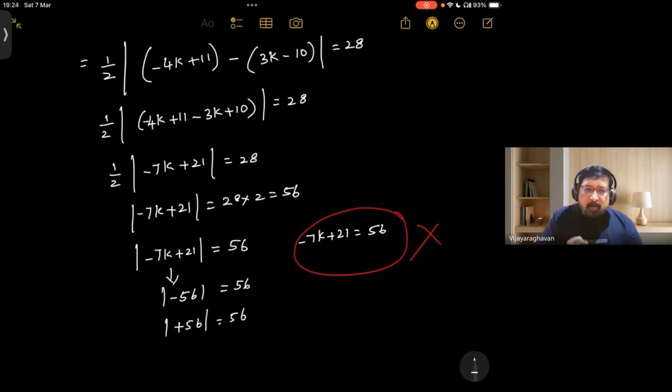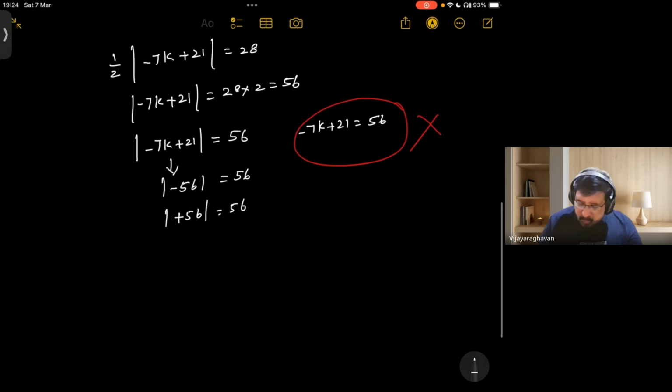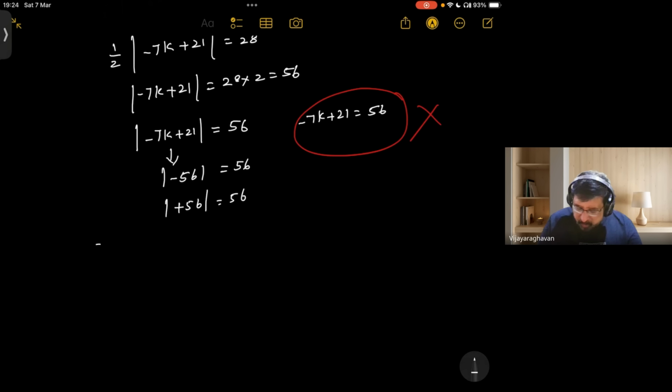So we have to evaluate minus 7k plus 21 for two possible values. One is 56 and another is minus 56, and we have to validate one. By validating one, we are eliminating the other, not just doing it like that. So how to do it? First, let's take minus 7k plus 21 equals 56. So this gives us minus 7k equals 56 minus 21, which is equal to 35, or k equals 35 over minus 7, which is equal to minus 5.